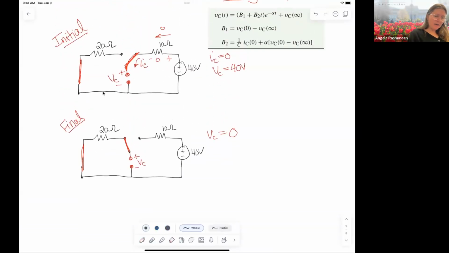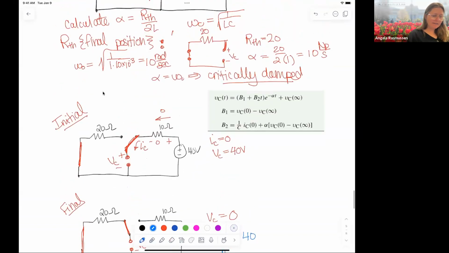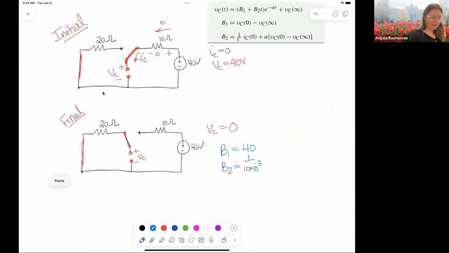So now I plug in the values. B1 is VC of zero minus VC of infinity, so 40. B2 is going to be IC, where C was 10 milli, and IC of zero is zero. And then alpha is 10, VC of zero is 40, and infinity is zero. So I end up with B2 is 400.